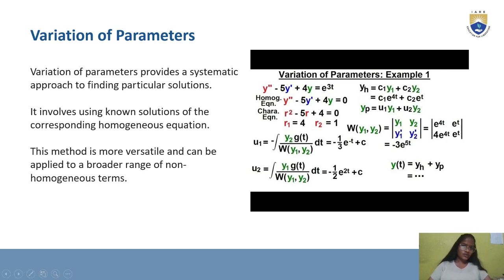Now here we have an example for variation of parameters: y double dash minus 5y dash plus 4y equal to e to the power 3t. The homogeneous equation is this one, which has the right hand term as 0, and the characteristic equation is r square minus 5r plus 4 equal to 0. Now here r1 equals 4, r2 equals 1. Same goes with this one.